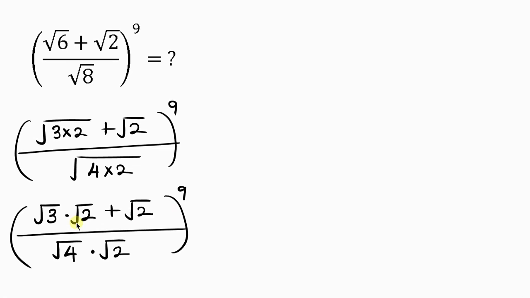Our next step will be for us to factor out the square root of 2, since the square root of 2 is common in the numerator. So let's factor out the square root of 2. The square root of 3 times the square root of 2, divided by the square root of 2, I'm going to be having the square root of 3. Plus, now the square root of 2 divided by the square root of 2, I'm going to be having 1. So this is what I have from factorizing the numerator, all over.